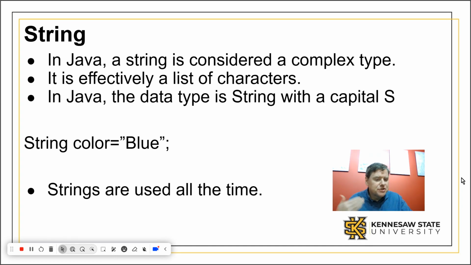If we think about this for just a moment, you'll realize a string is literally just a list of characters. The capital B is the first character, L is the second, U is the third, and E is the fourth character. They're always going to be surrounded by double quotes, unlike characters which have single quotes. And that's pretty much how you make a string, really simple.